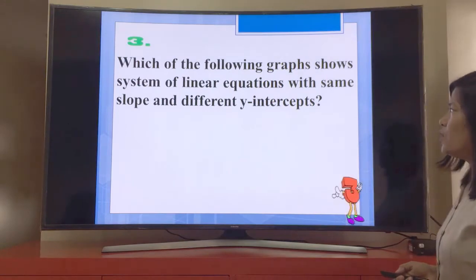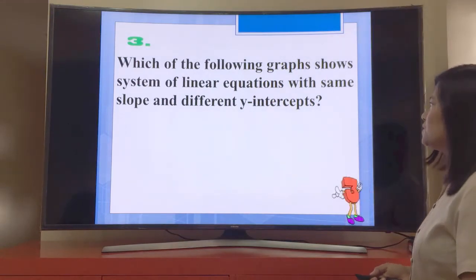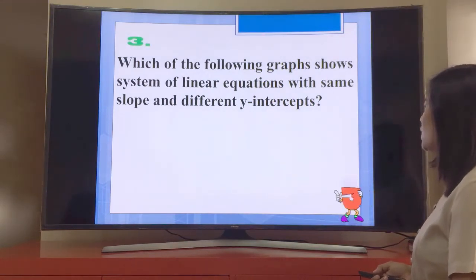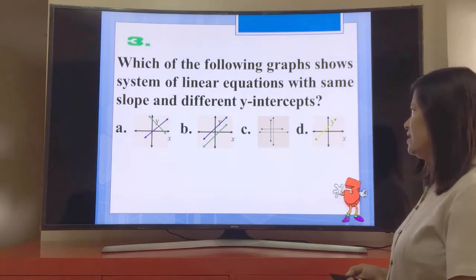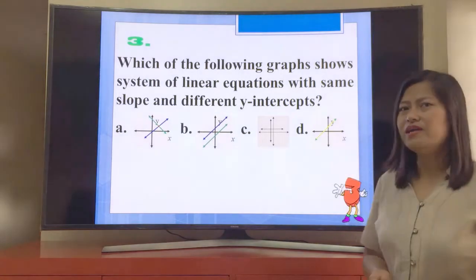Question number 3. Which of the following graphs shows system of linear equations with same slope and different y-intercepts? Is it A, B, C, or D?